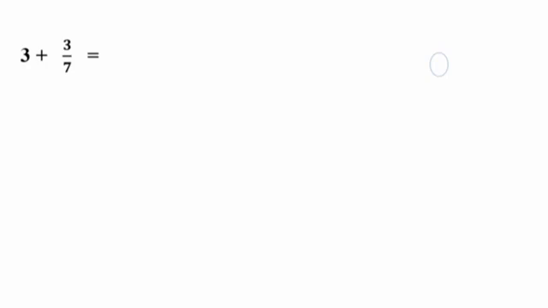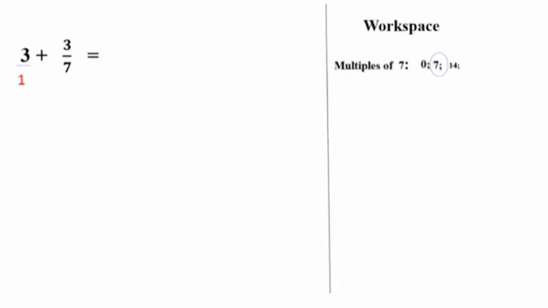We have 3 plus 3 over 7 is equal to. We look at the denominators. We notice that the first number doesn't have a denominator, so its denominator is 1. And the second denominator is 7, so they don't have the same denominator. We have to reduce them into the same denominator. The multiples of 7 are 0, 7, 14, etc., while the multiples of 1 are 0, 1, 2, 3, 4, 5, 6, and 7. As we notice, there is 7 in both multiples, so we take it because it's common.